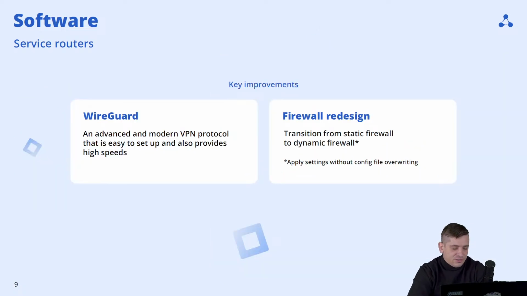Another essential option is WireGuard. Maybe you know this protocol as Advanced IPsec. This VPN protocol also provides high speeds, and we totally reissued the firewall option. Before we used a static firewall, then we turned to a dynamic firewall. That means you don't need to overwrite all the settings on your ESR when applying some configurations on it.